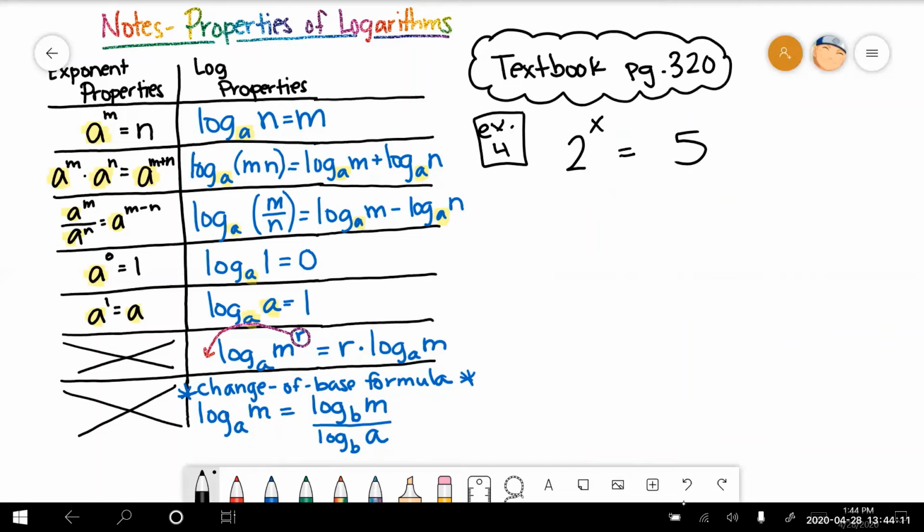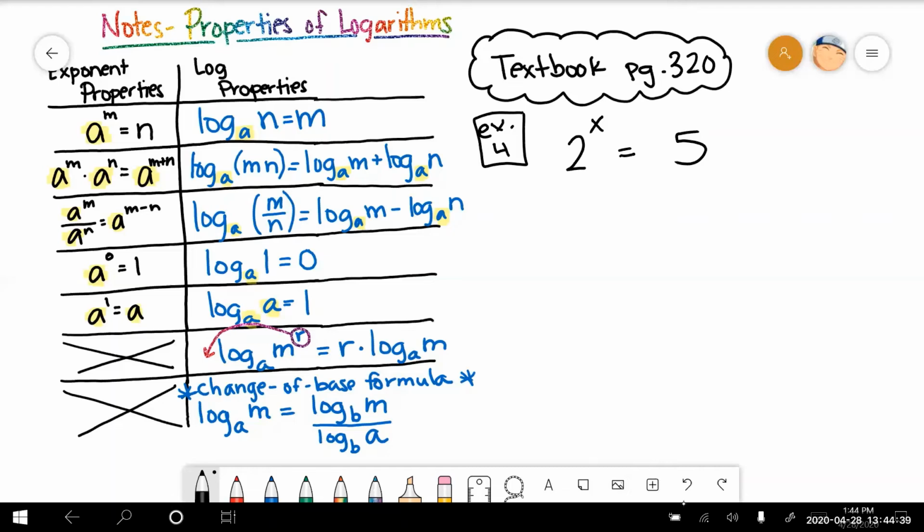Okay, so now we're going to look a little further in your book. Actually, we're looking at section 5.6, and this is on page 320, example 4, and they want us to solve for x. Okay, and actually, I take it back. We're going to do this example and one more that's a little more complicated, but here's a basic example of trying to solve a logarithmic equation, or in this case, an exponential equation with variables.